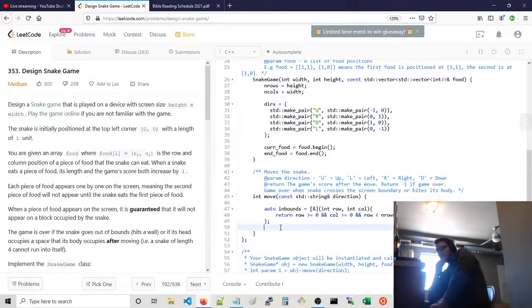there are a few things here to consider for the logic. So the head, when you increase the length, when you get the food, you don't remove the tail. And what else are we looking for here? Let me just think.